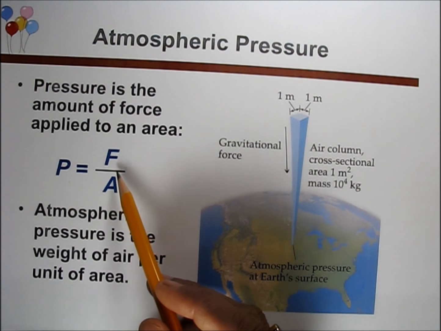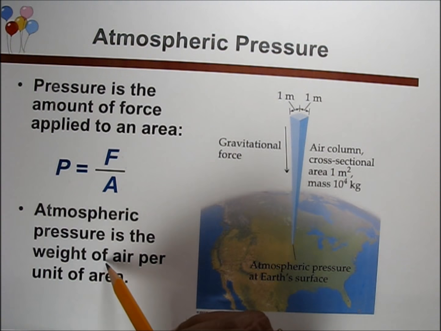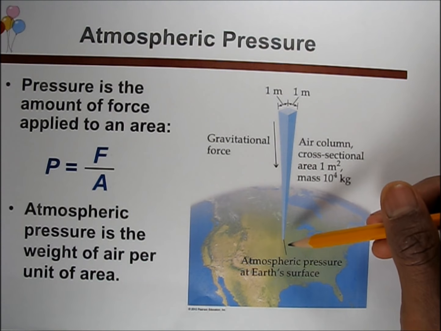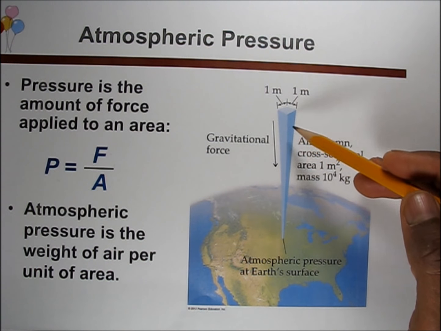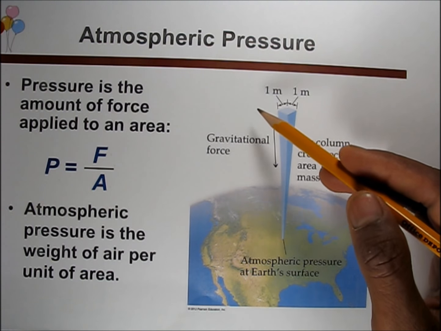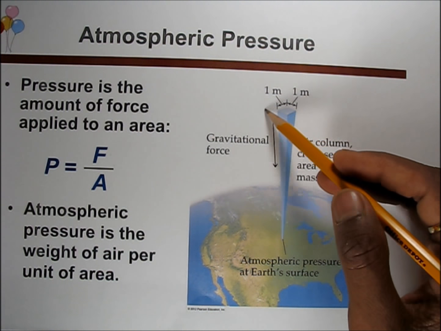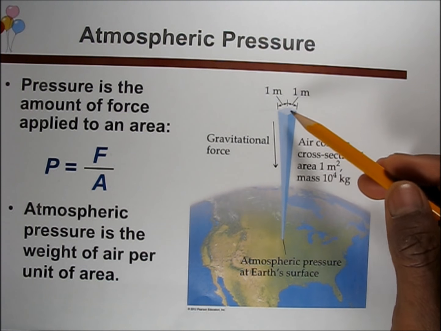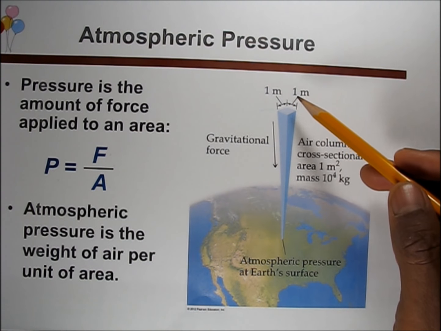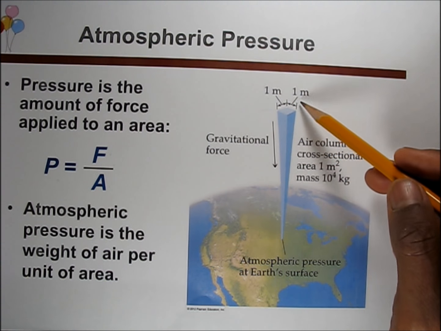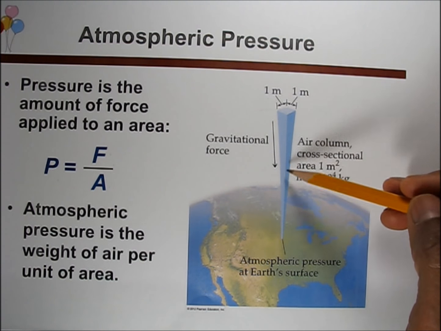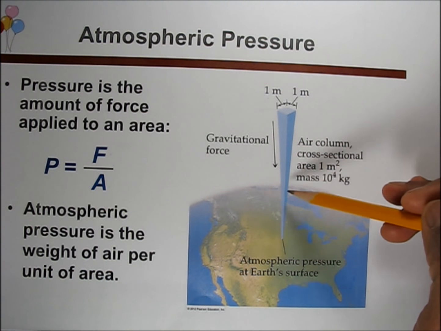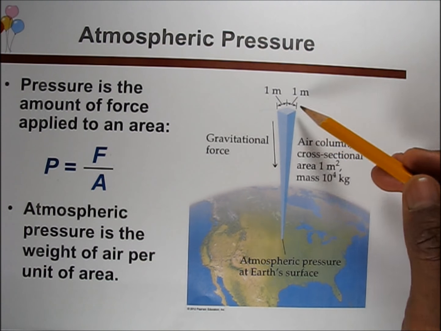So this is the formula for the pressure, and atmospheric pressure is the weight of air per unit area. Suppose you draw a column from the earth all the way up through the atmosphere, with the air weighing down on the earth. The dimension of this column will be 1 meter by 1 meter, and its length will run from the earth's surface all the way to the atmospheric limit.